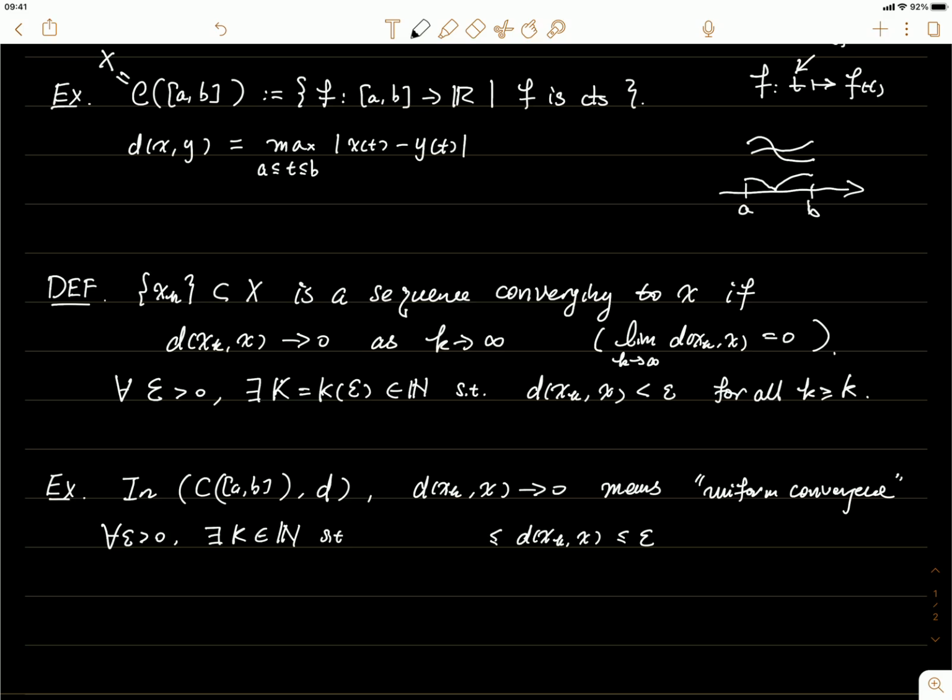So this is going to be greater than or equal to |xk(t) minus x(t)|, for any k greater than or equal to K, and for any t in the interval [a,b]. Since this one is bounded by the maximum value you can ever get, and that is less than epsilon. I should use strictly less than. And you know that this is the definition for uniform convergence. You have a sequence of continuous functions, and they converge to the function x uniformly.